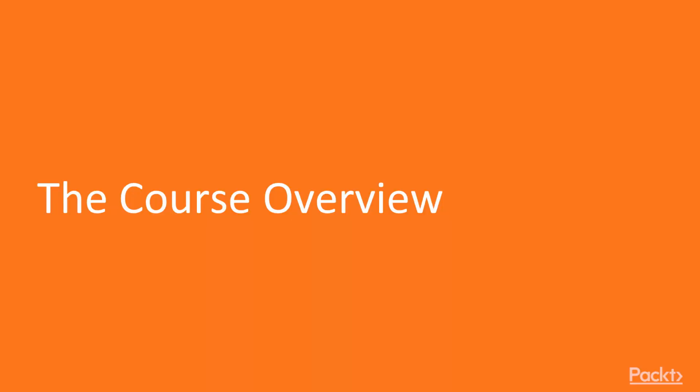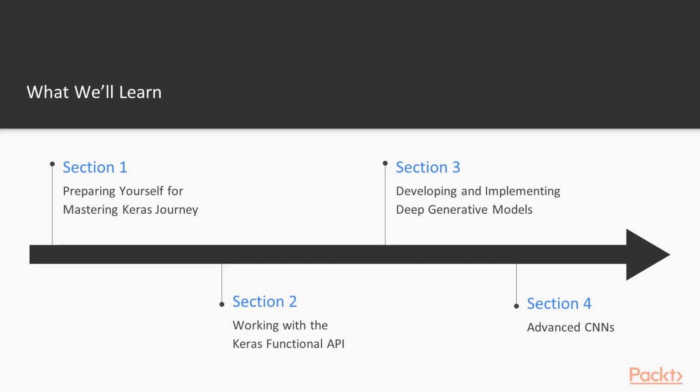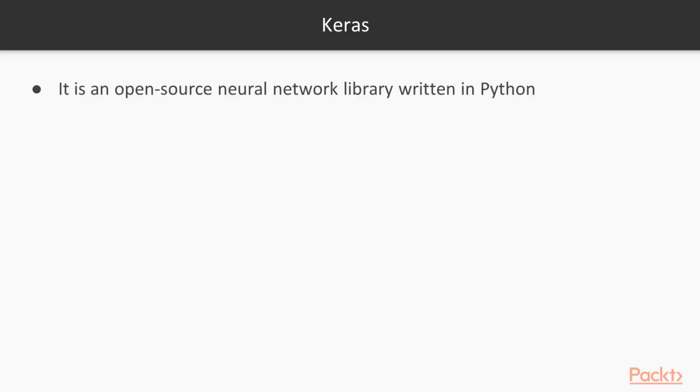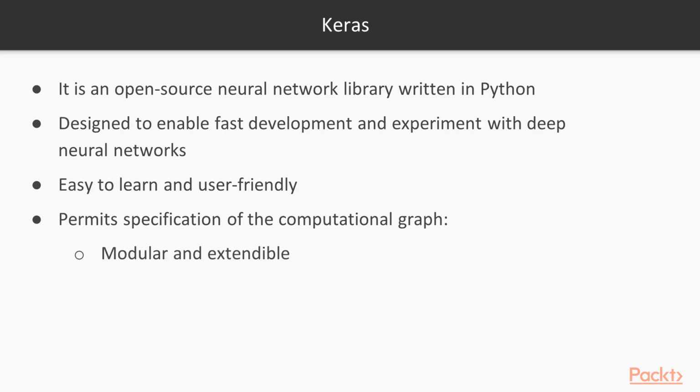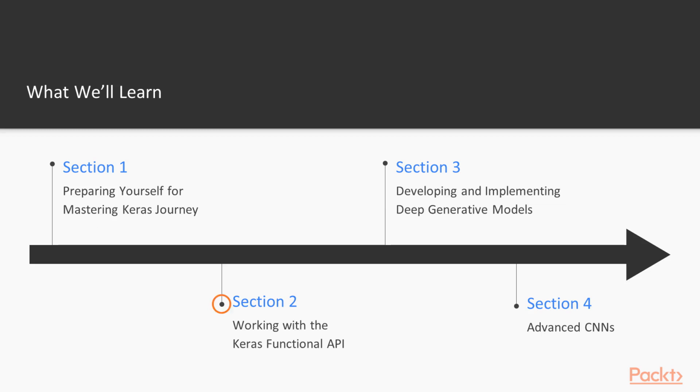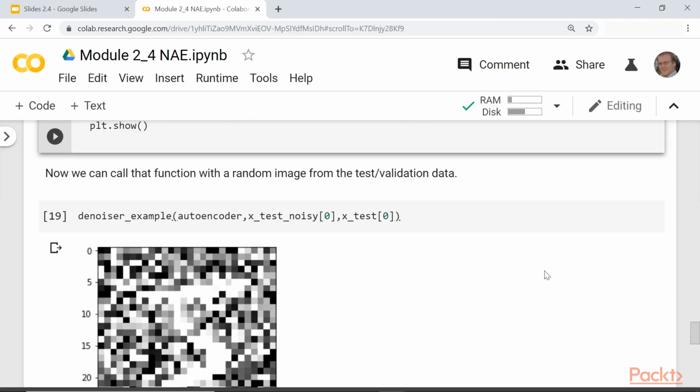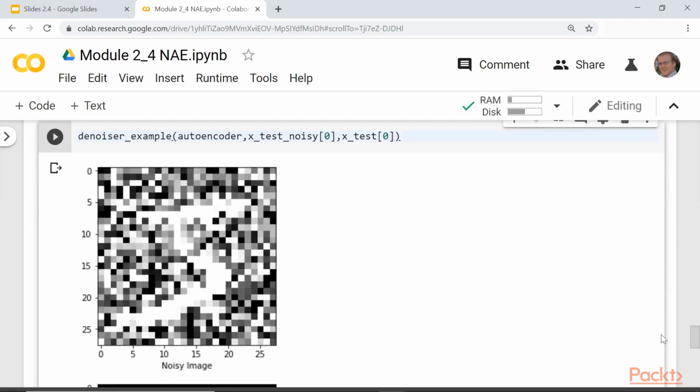So what are we going to look at in this Mastering Keras course? Well, we'll start preparing ourselves for mastering the Keras journey. We'll start looking at how to use Keras, and in particular, how to use the Keras functional API. We'll talk about what Keras is in the next video. Second section, well, the Keras functional API is a more flexible approach to working with Keras to build deep neural networks than the standard sequential approach that you're probably familiar with if you've just taken a handful of tutorials online.